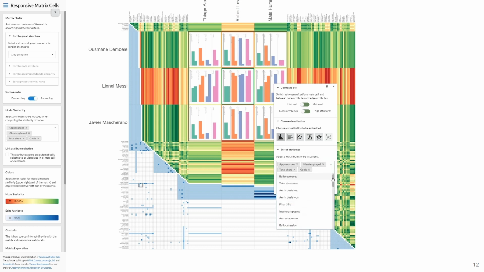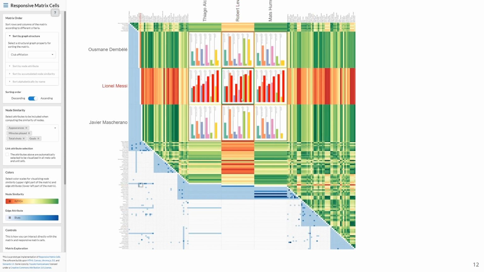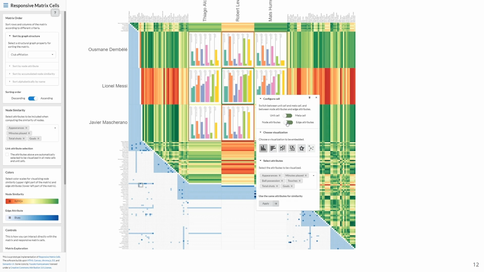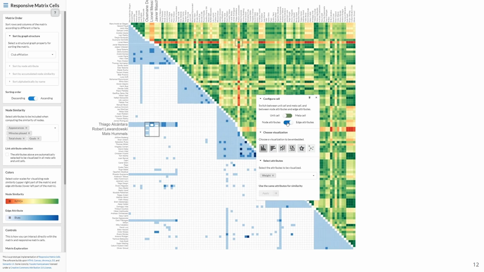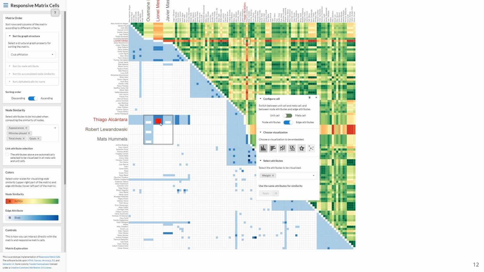By loading additional attributes to the chart, significant differences become visible. For example, Messi has twice as much ball possession and twice as many touches as Lewandowski. Let's have a look at the relations between them and see if they have played for the same club before. We can directly switch the responsive matrix cell to the adjacency part of the matrix. As indicated by an empty right unit cell, Messi and Lewandowski have never played together.